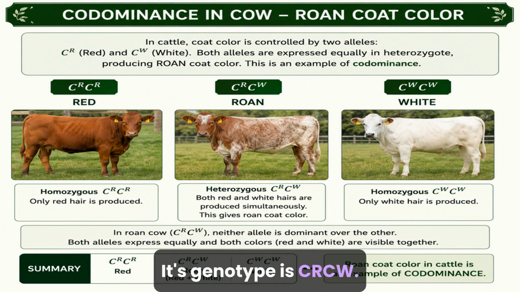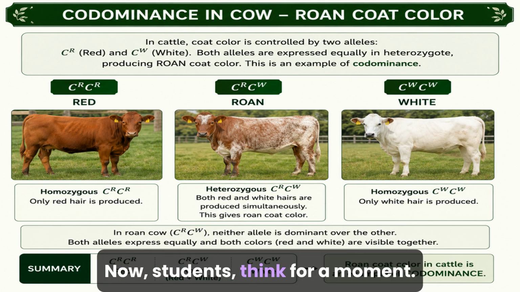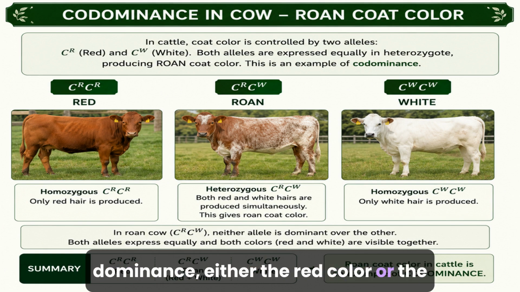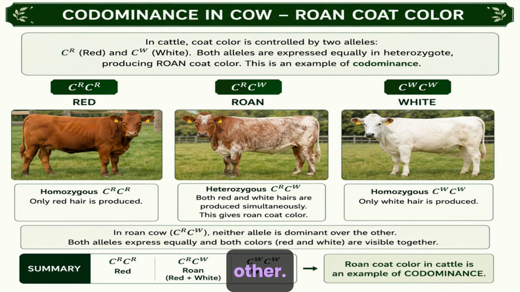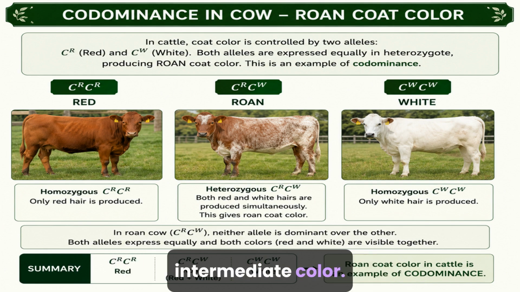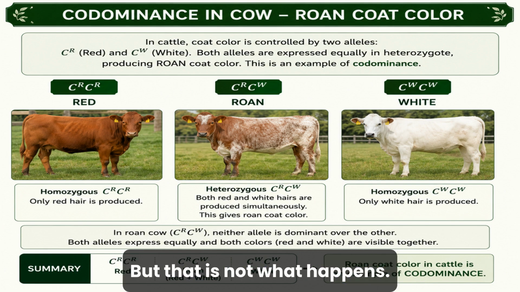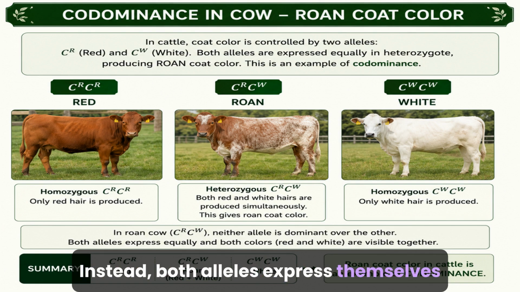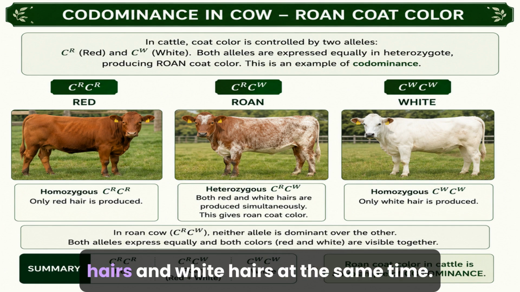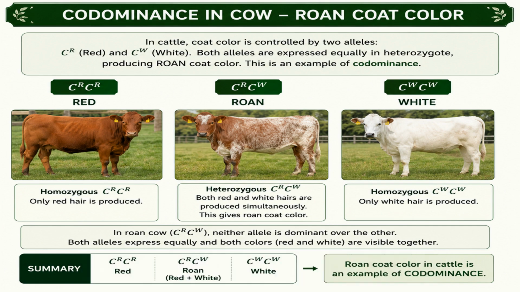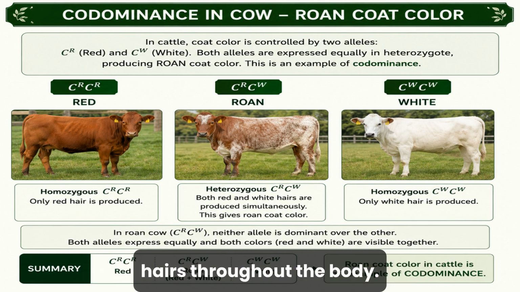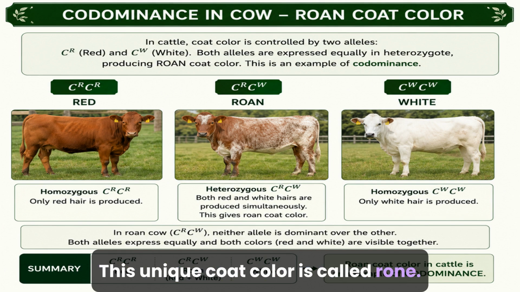The most interesting case is the cow in the middle. Its genotype is CRCW. Now, students, think for a moment. If this were a case of complete dominance, either the red color or the white color would completely mask the other. If it were incomplete dominance, we would expect a completely new intermediate color. But that is not what happens. Instead, both alleles express themselves fully and simultaneously. As a result, the animal produces both red hairs and white hairs at the same time. When we observe the coat, we can clearly see a mixture of red and white hairs throughout the body. This unique coat color is called roan.